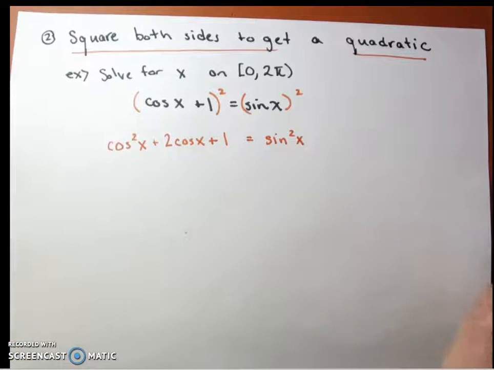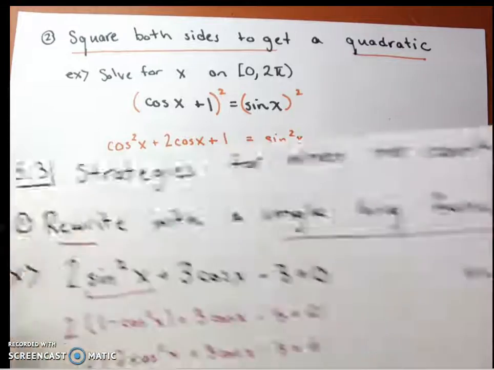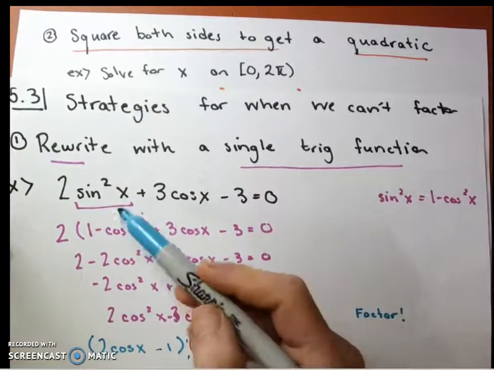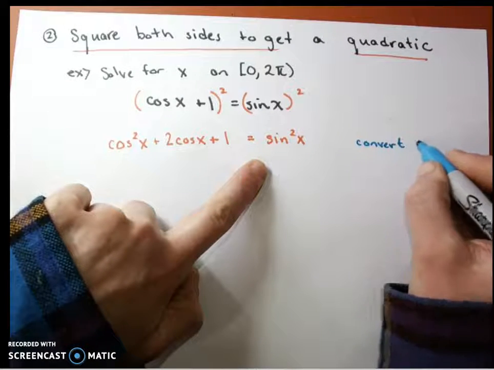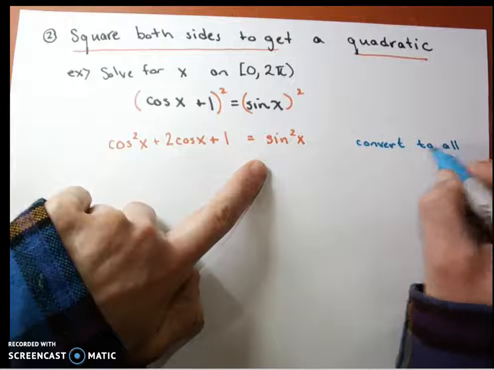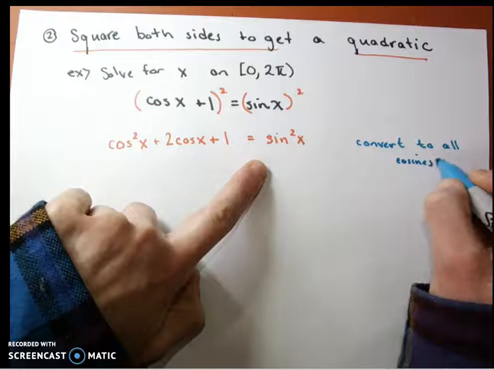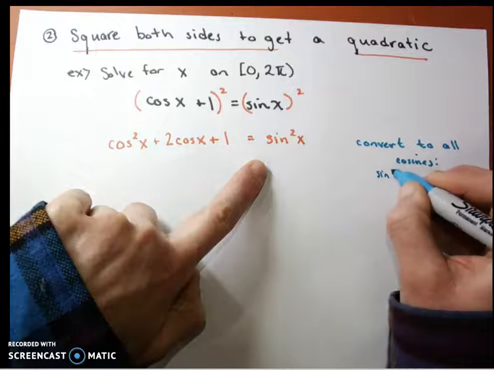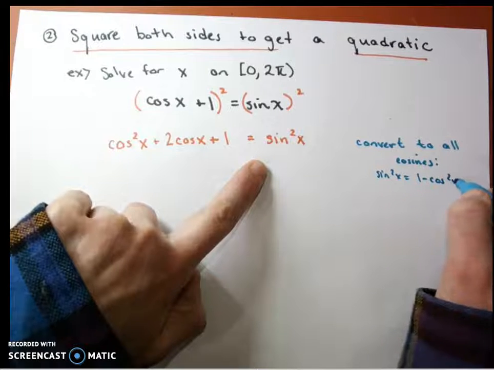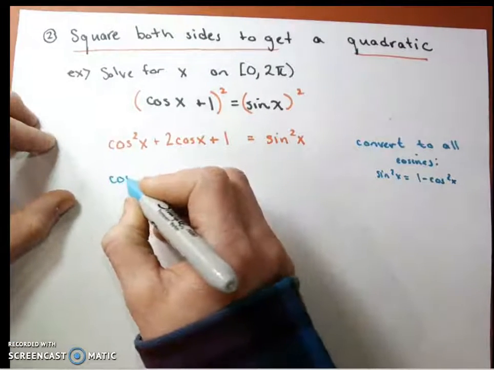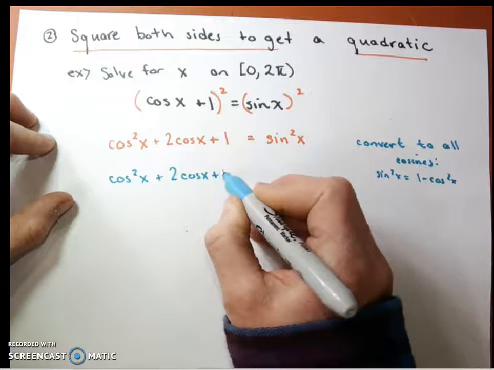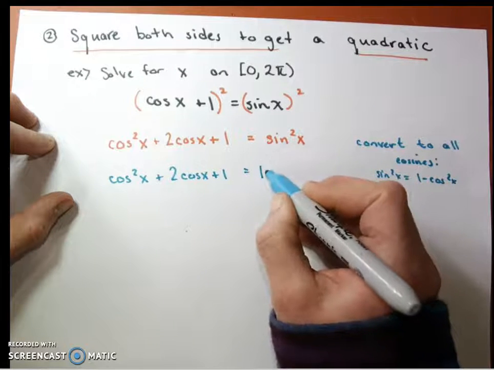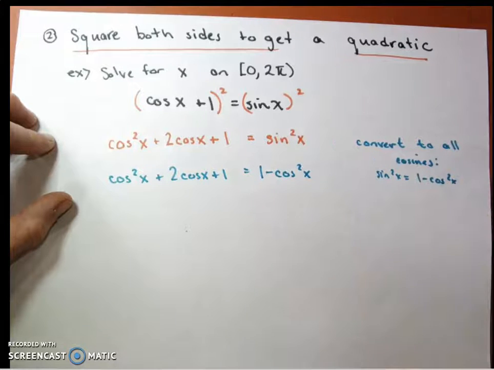Now, my next step, this looks a lot like the example we just did, where I have sine squared terms and cosine without a square. So I'm going to convert to all cosines, again using that sine squared x equals 1 minus cosine squared x. So I already have cosine here, I leave it. This one I leave. The 1 I leave, but sine squared gets switched to 1 minus cosine squared x.